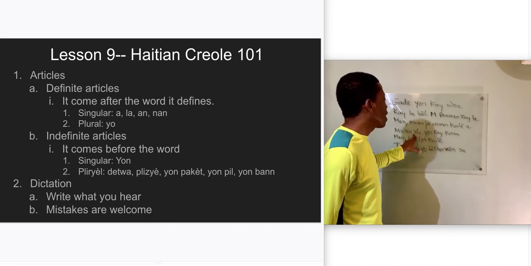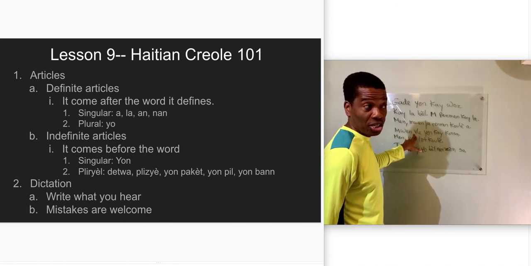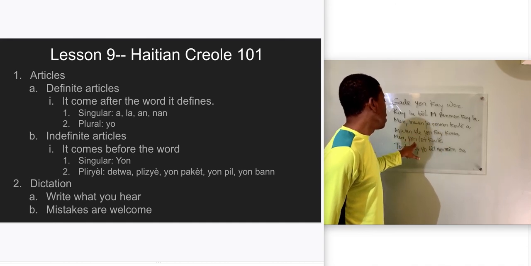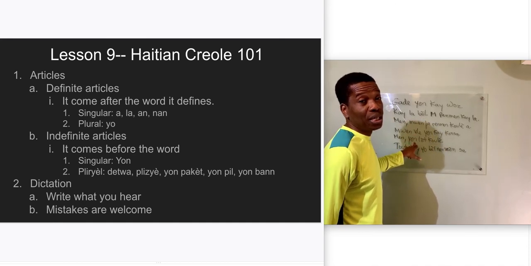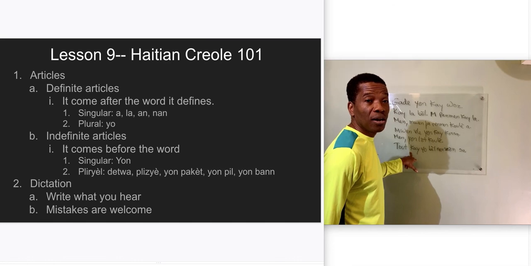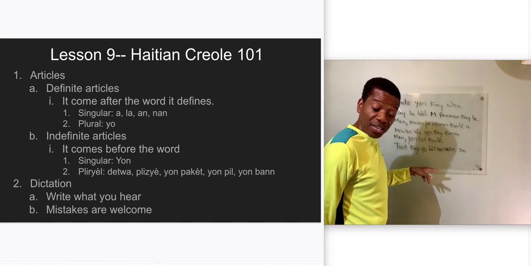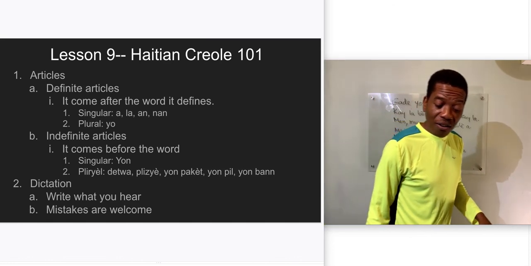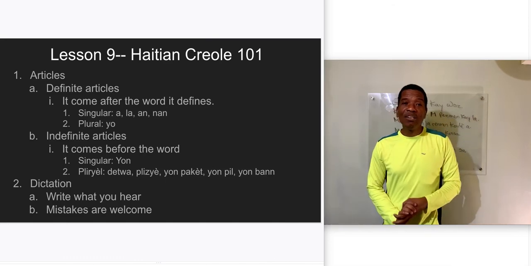Mwen vle yon kay kon sa. I need a house just like that. Men yon lot koule, but a different color. Tout kay yo bel nan zon sa. All the houses in this area are beautiful. That is it. So now, let's go to our next slide for our conversation.